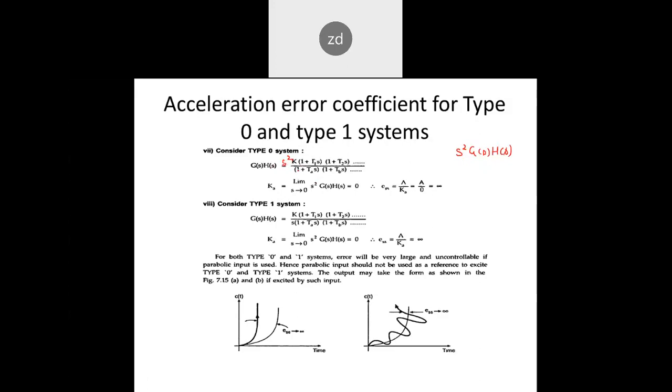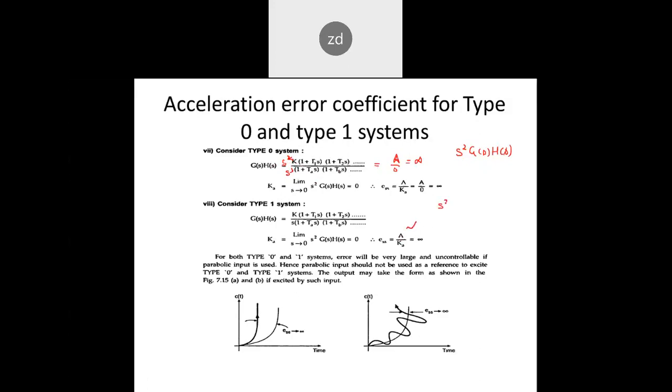So when you are multiplying with s square and put the value of s equal to 0, this will definitely become a by 0, which is equal to infinity. Now for a type 1 system, again an s term will remain here. If you put it 0, this will become 0, and again it will become infinity.